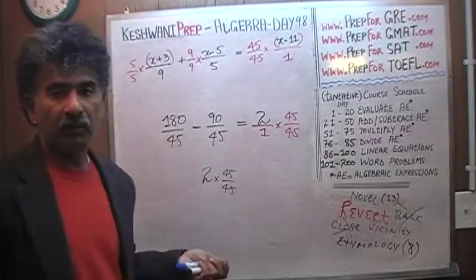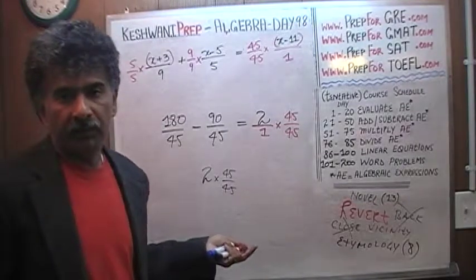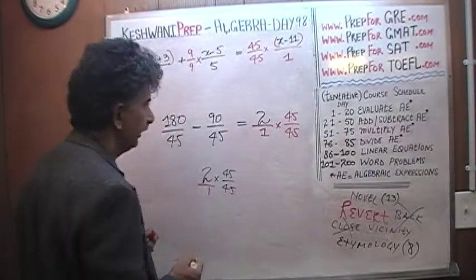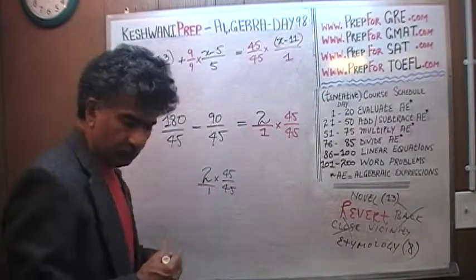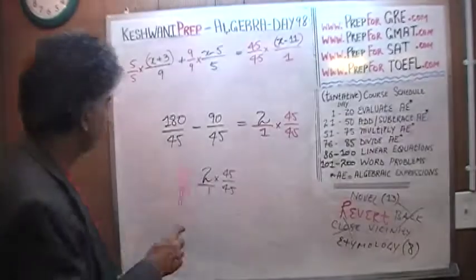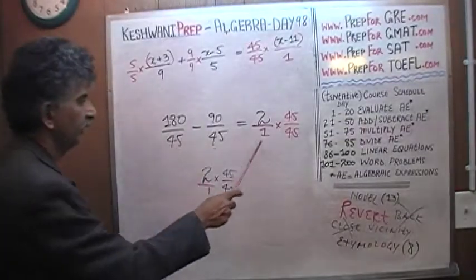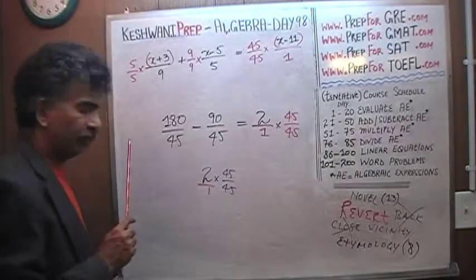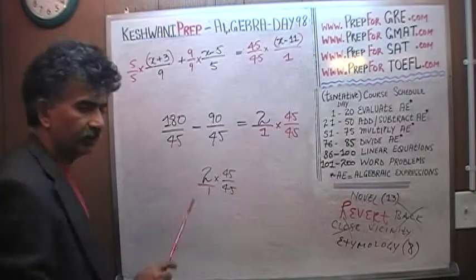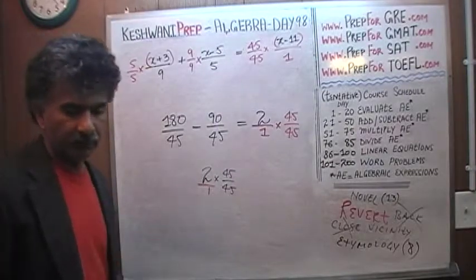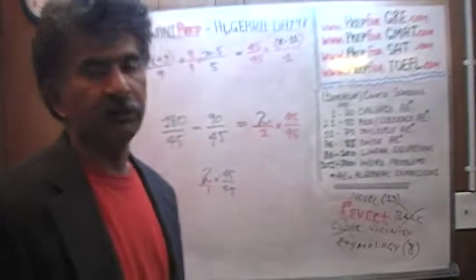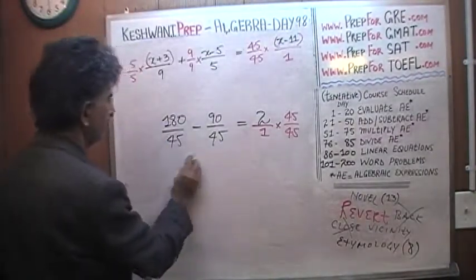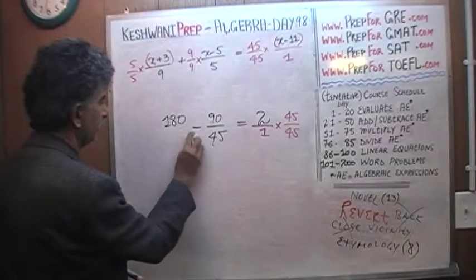It is still a 2 because 45 over 45 is 1, and any number times 1 is the number itself. It hasn't changed. This is 2 over 1, and nothing has changed. Now, because 45 appears in the denominator of every single term throughout the entire equation, it has lost its significance. It has lost its meaning. We can ignore it. If we choose, we can ignore 45 altogether.